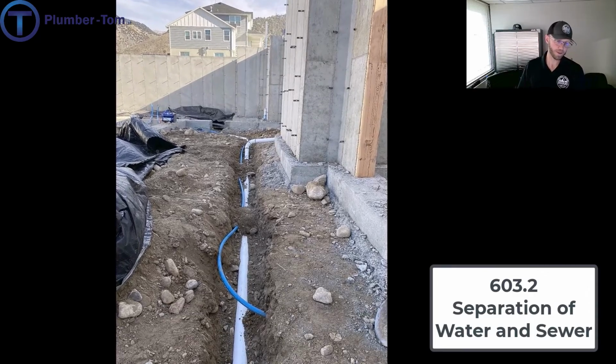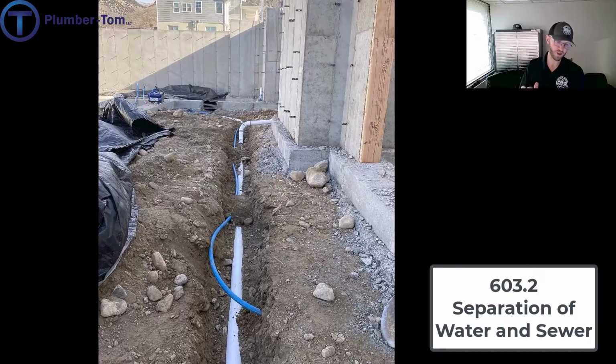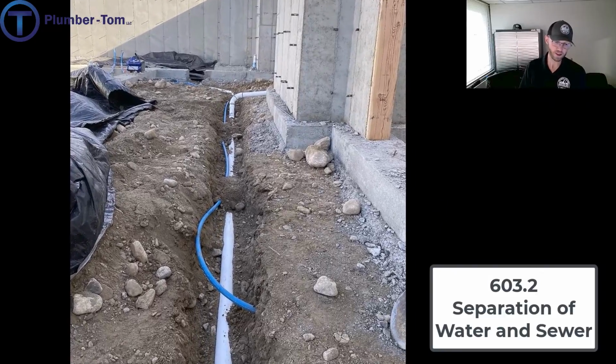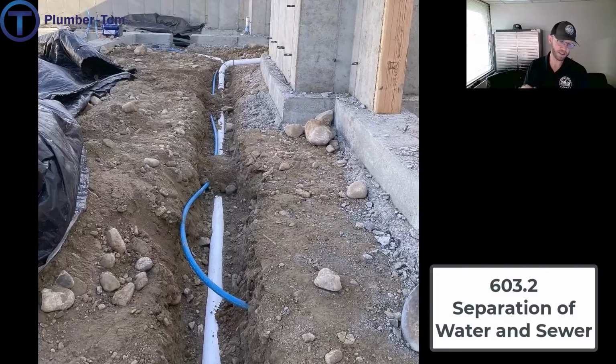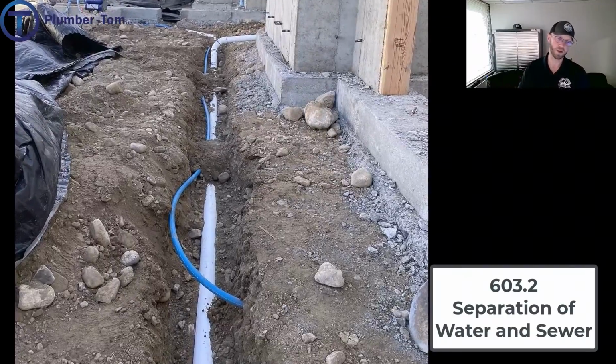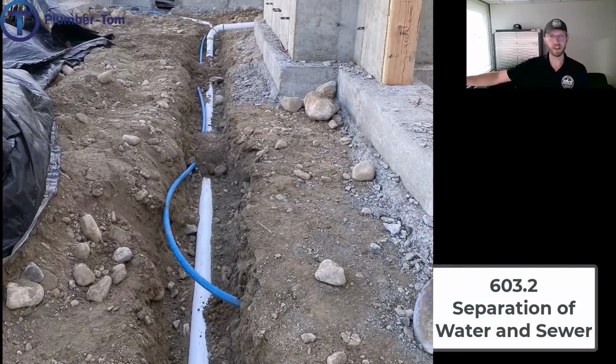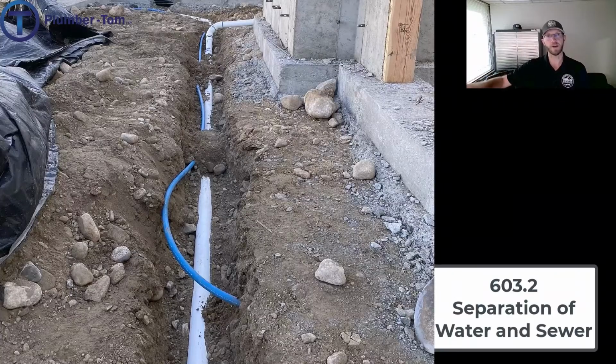Where water service piping is located in the same trench with the building sewer, such a sewer shall be constructed of materials listed on table 702.2. Chapter 7 is coming up later. 702.2 tells us what type of material we can use for a building sewer. As long as we're using the materials on that table, we can put them in the same trench.